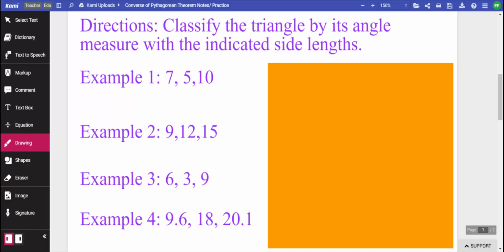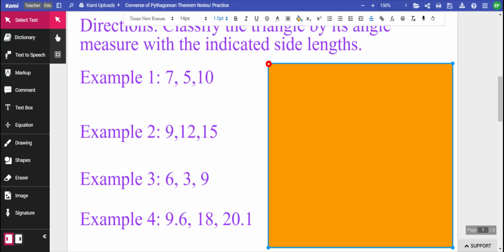So take a look at these four examples here. Go ahead and pause the video. And when you are ready, after you think you've tried these problems, go ahead and hit go again, and then you will see the answers pop up here to the right. So go ahead, pause the video now and try your problems.